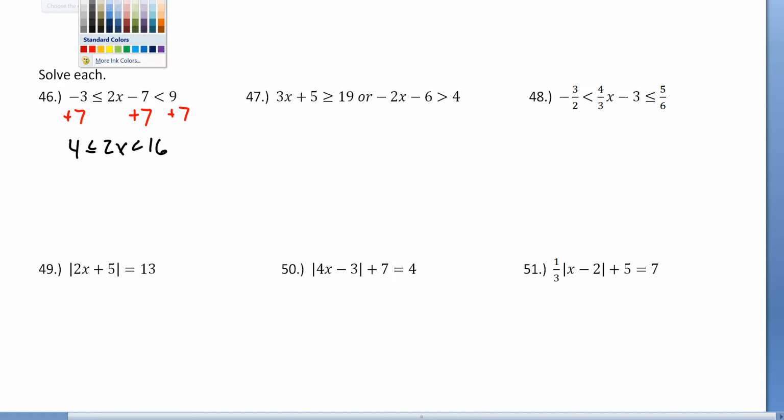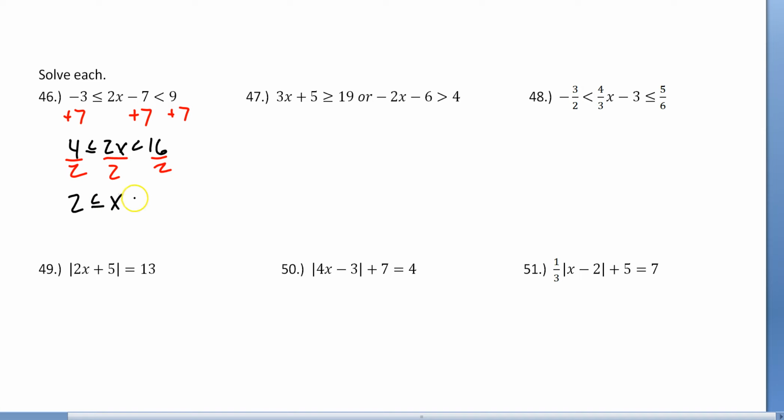And now, looking at that middle section again, if I wanted to take x by itself, I would divide by 2. I do the same thing to each of the ends as well. All right. So I'm just doing this to all three pieces. I'm essentially solving two inequalities at the same time. So we got 2 less than or equal to x less than an 8. And that's it.